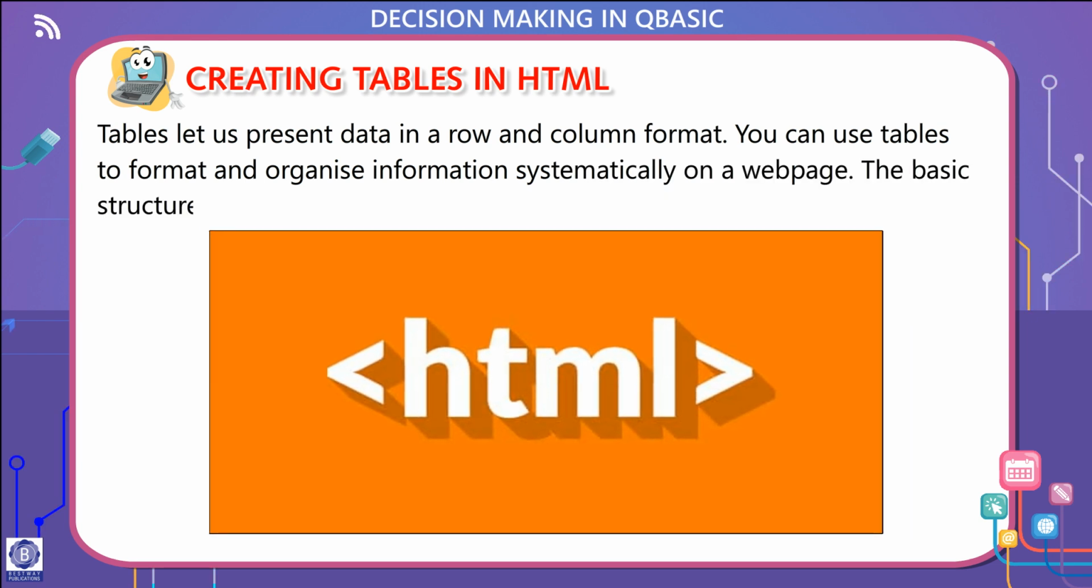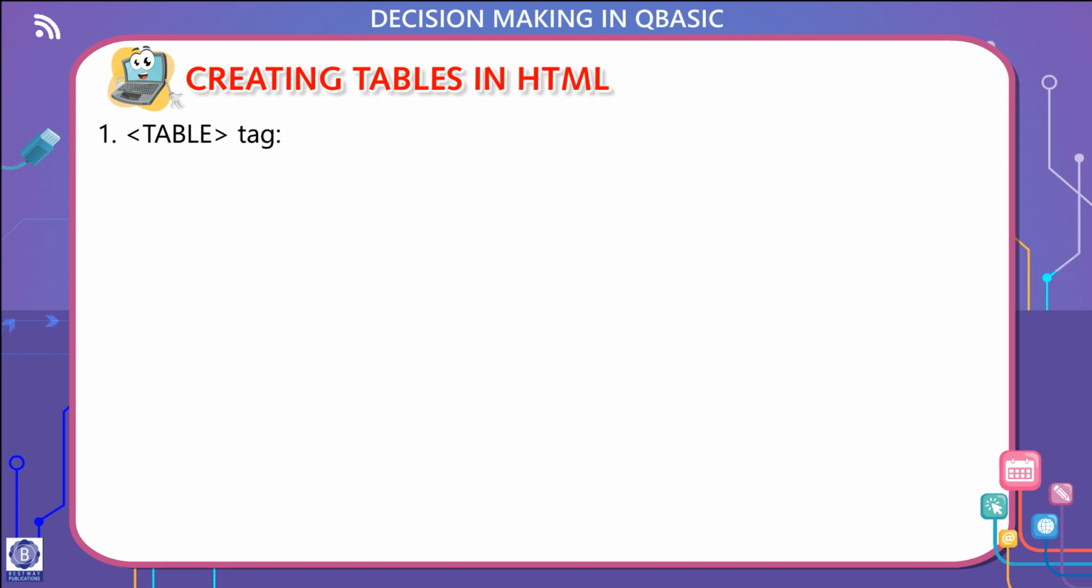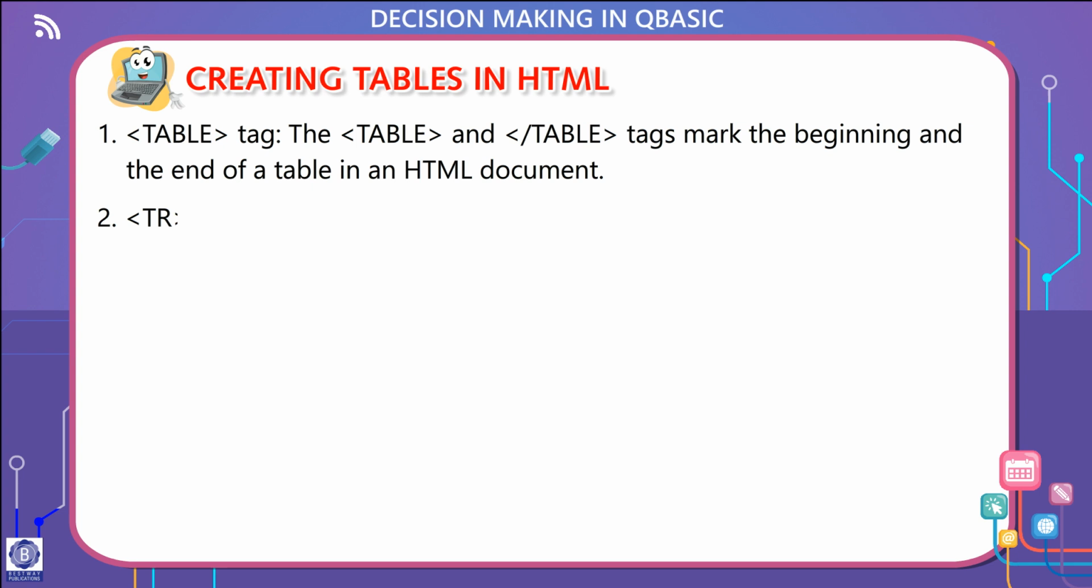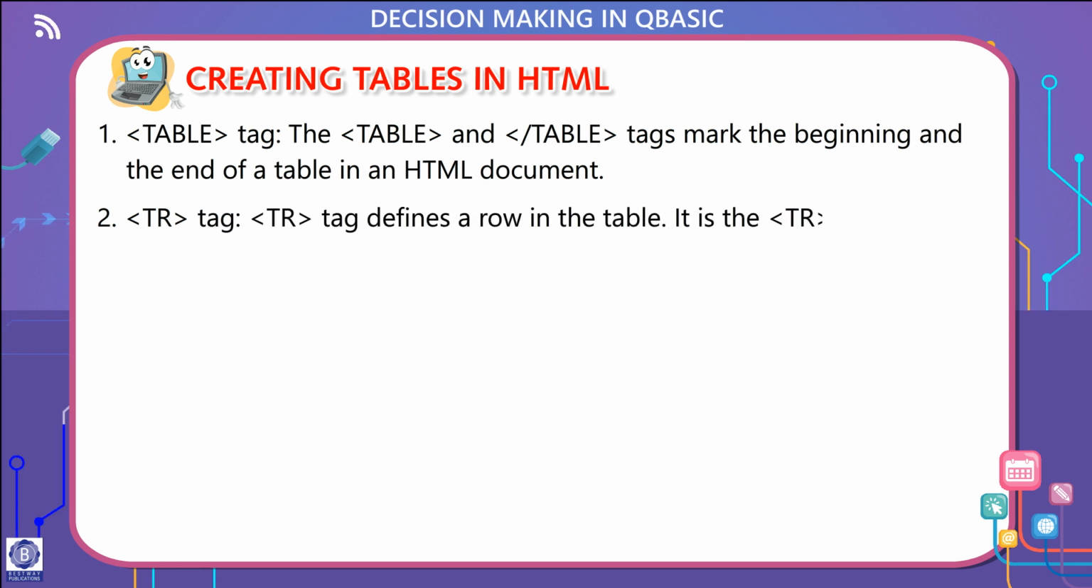The basic structure of a table consists of the following tags. Table tag. The table and /table tags mark the beginning and the end of a table in an HTML document. TR tag. TR tag defines a row in the table. It is the TR tag that divides a table into rows.